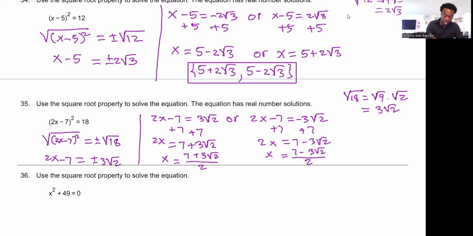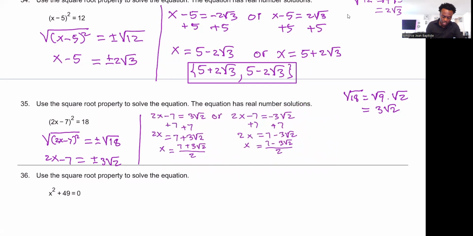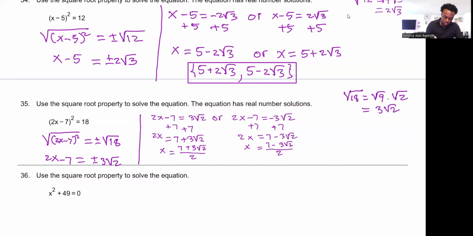And your solution set, of course, will be the two values of x. The two values of x here. First one is 7 plus 3 square root of 2 over 2. And the other one is 7 minus 3 square root of 2 over 2.